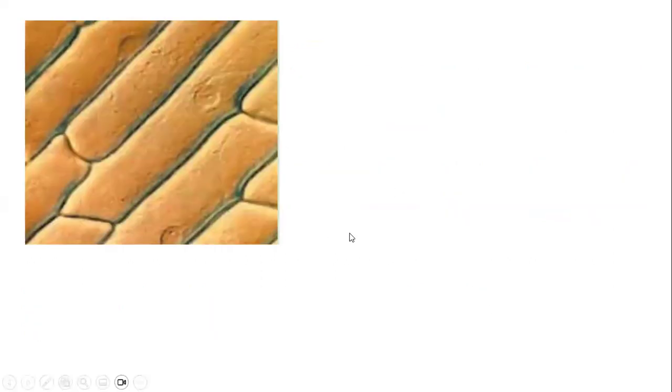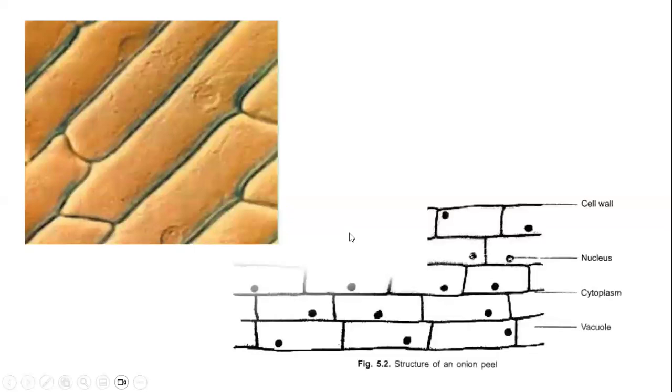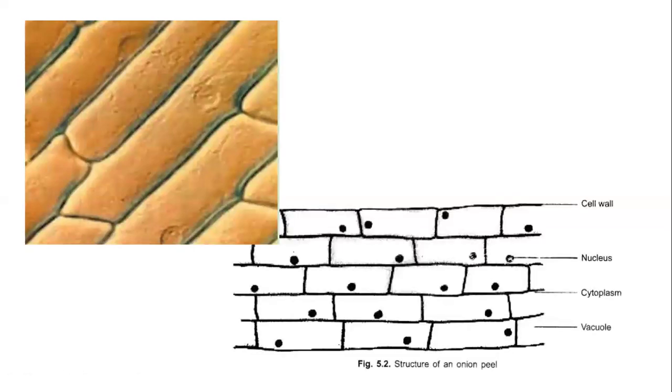You can observe the cells of the onion peel like this. Then you can observe the cell wall, nucleus, and vacuole from the compound microscope.